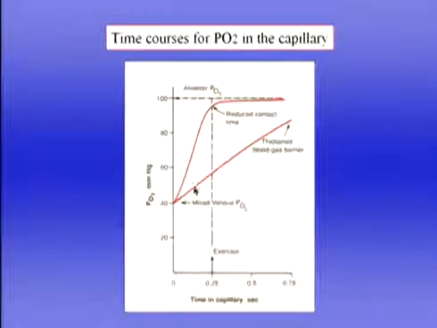Then, of course, the rate of increase will be less and will come up along a line here. And it may be that at the end of the capillary, the PO2 of the end capillary blood has not reached that of alveolar gas. And we call that diffusion limitation, or impaired diffusion. Now, what sort of disease could cause that?